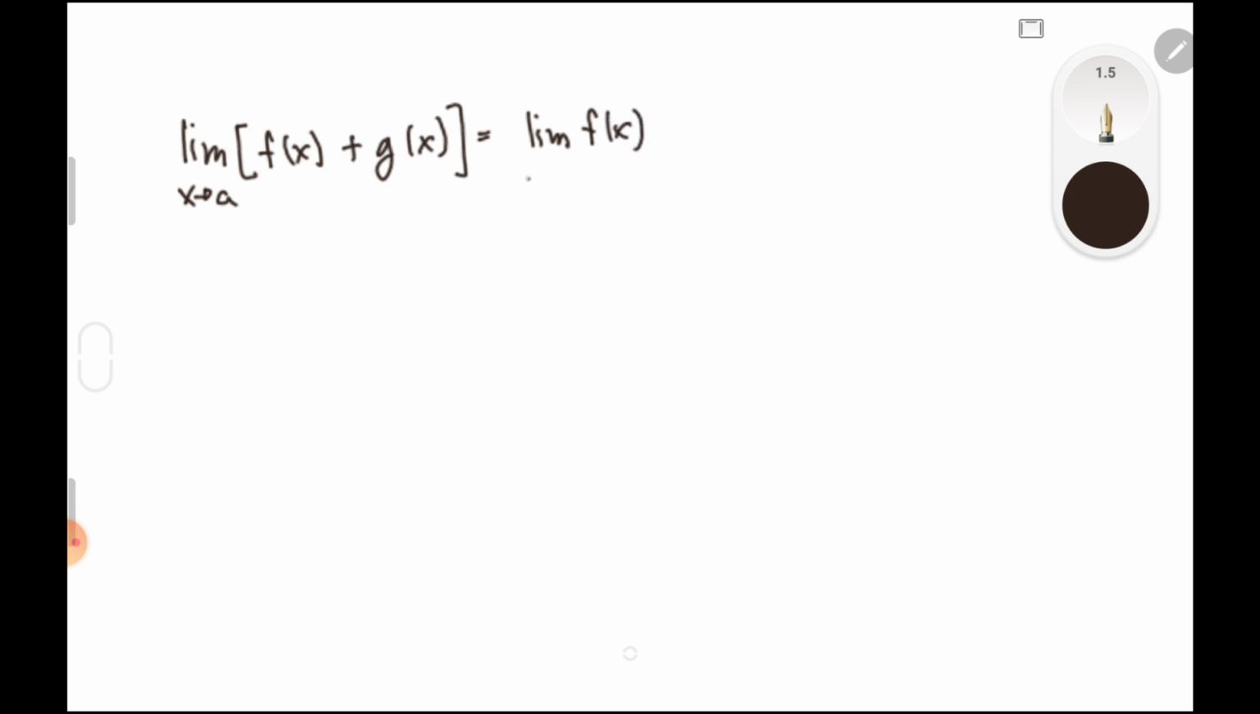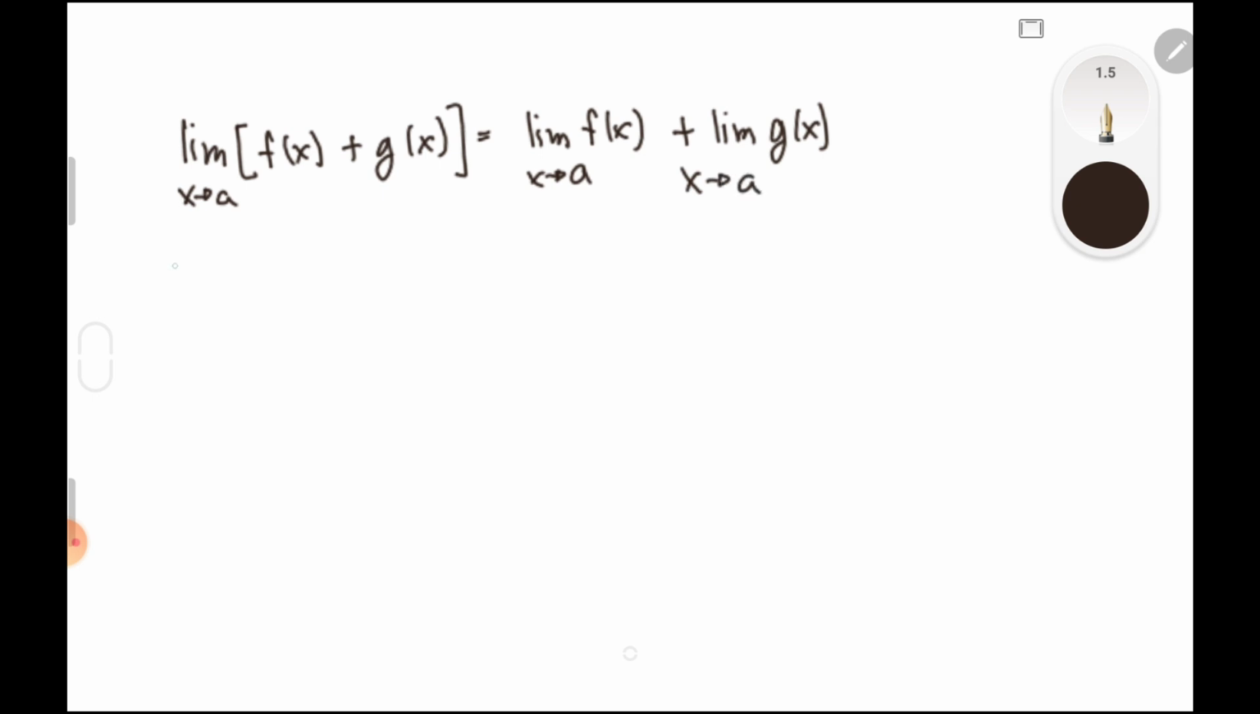So the fourth theorem involving limits will be the limit of f of x plus g of x as x approaches a, which can be rewritten into the limit of f of x as x approaches a plus the limit of g of x as x approaches a.